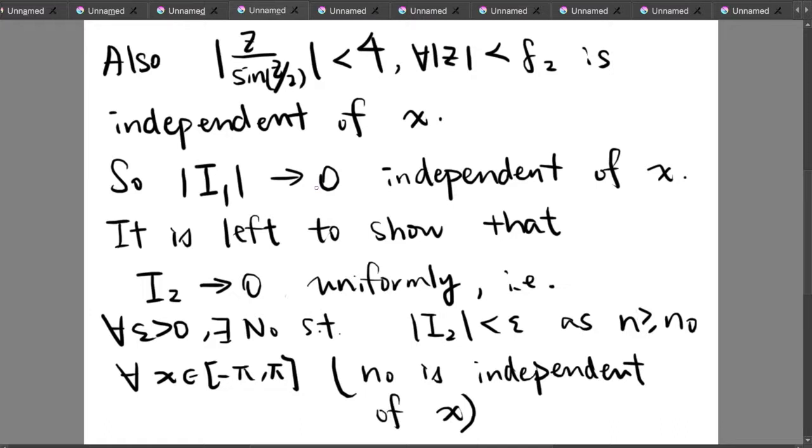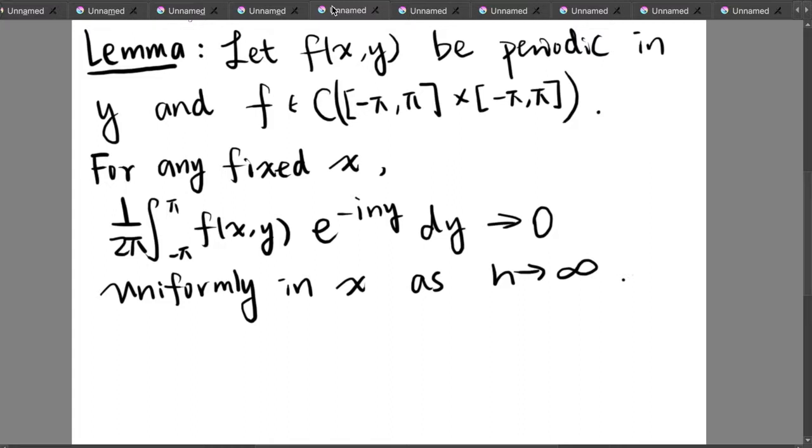That is, for all epsilon greater than 0, there exists an n0 such that the absolute value of I2 will be smaller than epsilon for n greater than or equal to n0, for all x which lies inside the interval negative pi to pi. And here we know that if I2 tends to 0 uniformly, the n0 is independent of x. So to prove this, it suffices to prove this lemma.